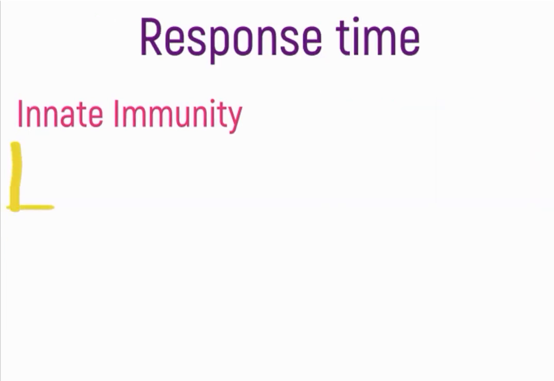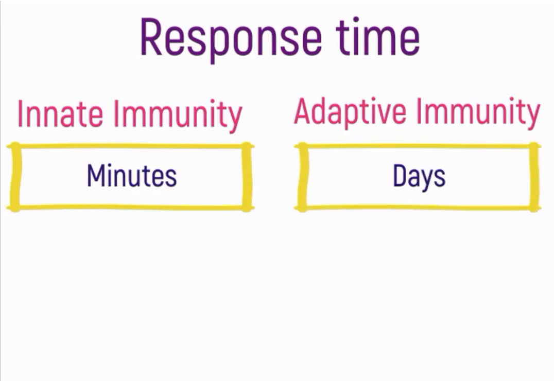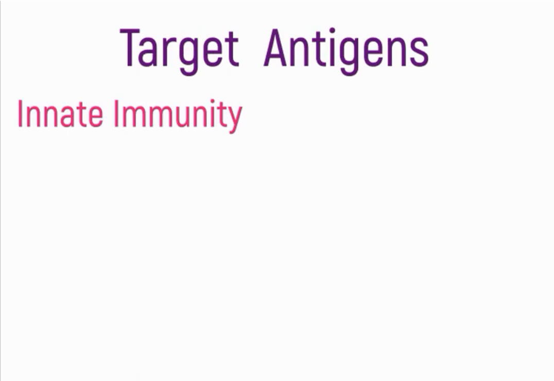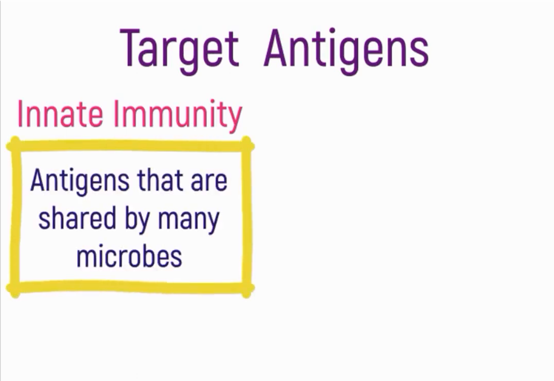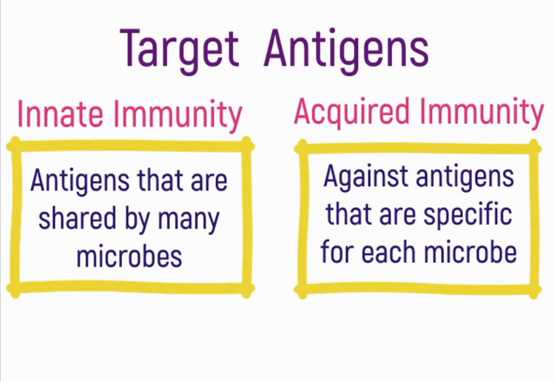Immune response in innate immunity occurs in minutes, while adaptive immunity takes days to generate an immune response. Innate immunity develops against antigens that are shared by many microbes, called pathogen-associated molecular patterns, while acquired immunity develops against antigens that are specific for each microbe.